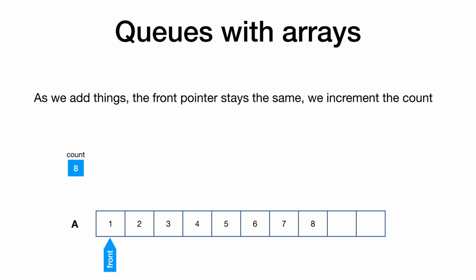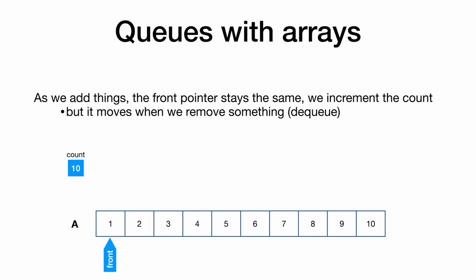And we could keep adding things until we get to the end. Now our queue is full, right? But notice that as much stuff as we've added, we've incremented count, but we've left front right at the beginning. We move front when we remove something from the queue, right? As we dequeue stuff, the front moves to the next item.